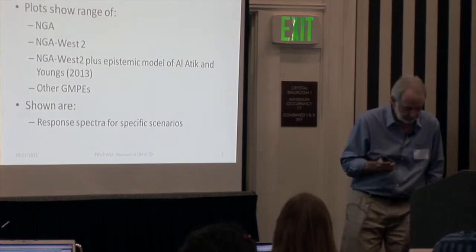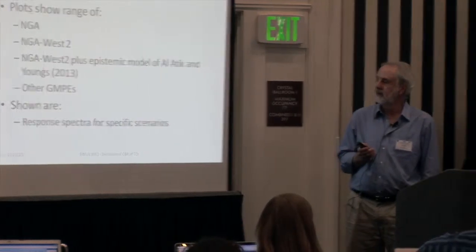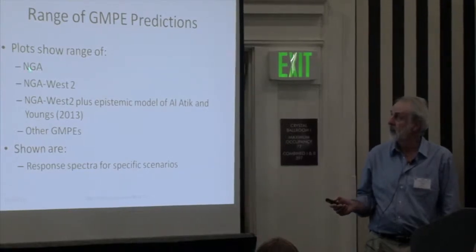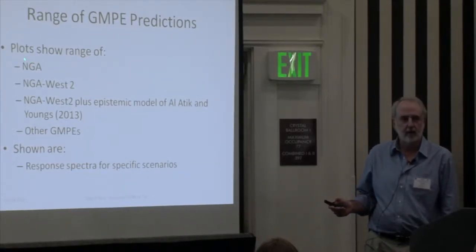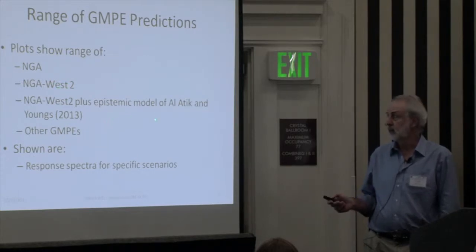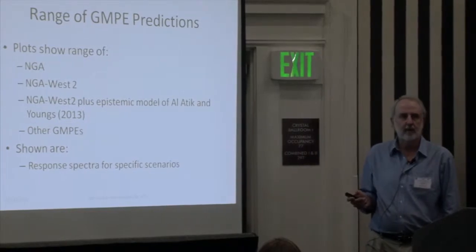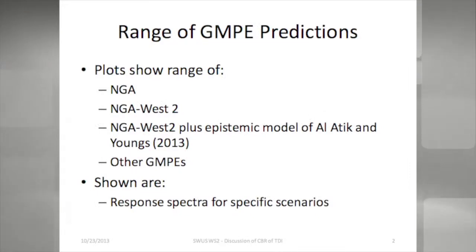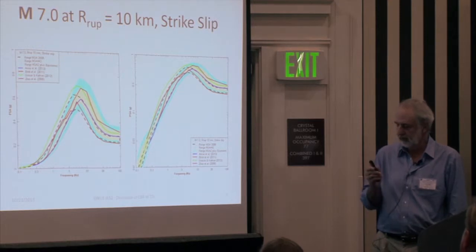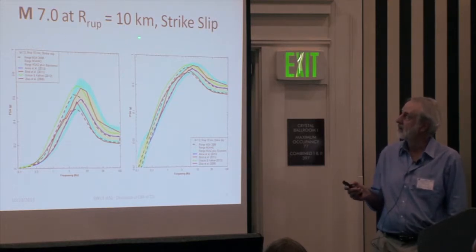So I have some plots that are somewhat of a repeat of what Nick showed this morning, but perhaps a little easier to see. They're not specific to any of the sites, they're more generic. I plotted the range of predictions of NGA West 2, for historical reasons, plus Linda's epistemic model, adding uncertainty into that range, plus the other four GMPEs that we have in our candidate range. We've shown response spectra for specific scenarios and magnitude and distance scaling. If you remember Nick's plot this morning, we were looking at magnitude 7, around 10 kilometers.